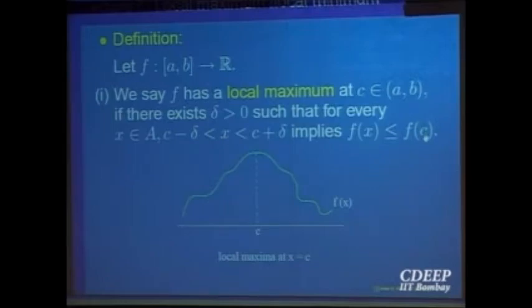so that for all points in between the value at the point c is largest, right? Saying for all points x between c minus delta to c plus delta, f of x is less than or equal to f of c.